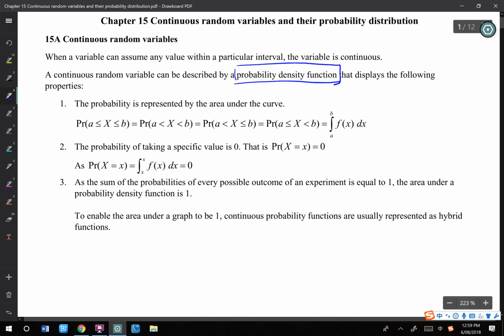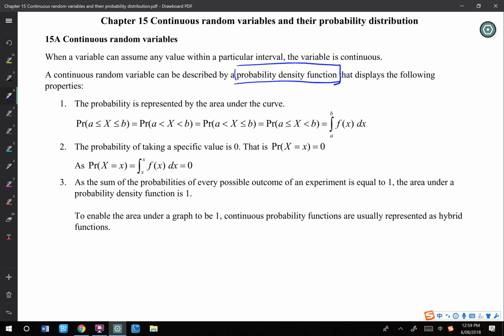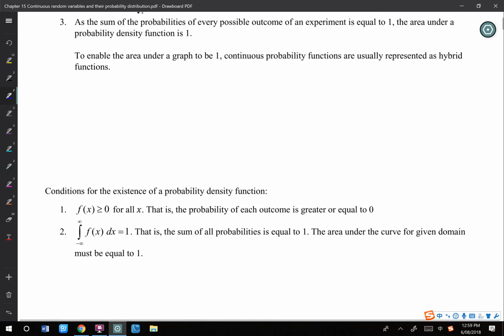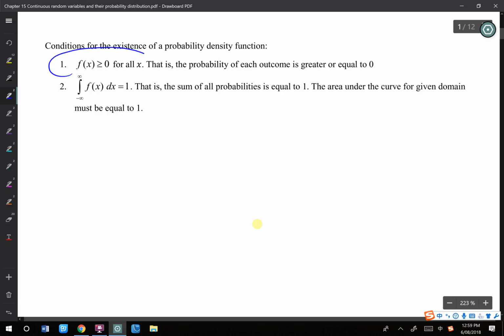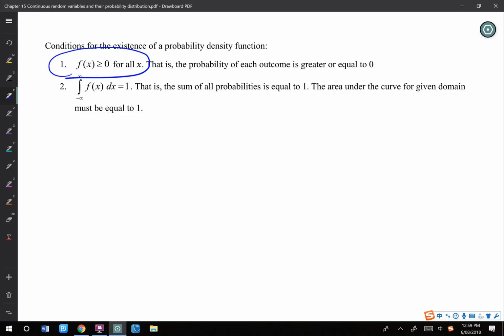So only done by a density function. So what's a density function? It must satisfy the following properties. First, let's talk about the conditions. The first condition is that the whole function needs to be above the x-axis or equal to 0, so it's greater than or equal to 0. The whole function must be above or on the x-axis, it's not going to be below the x-axis. The second thing is that the area under this function must be 1.